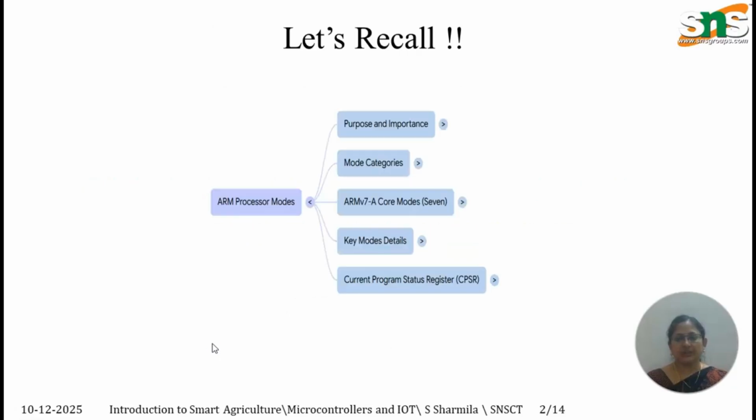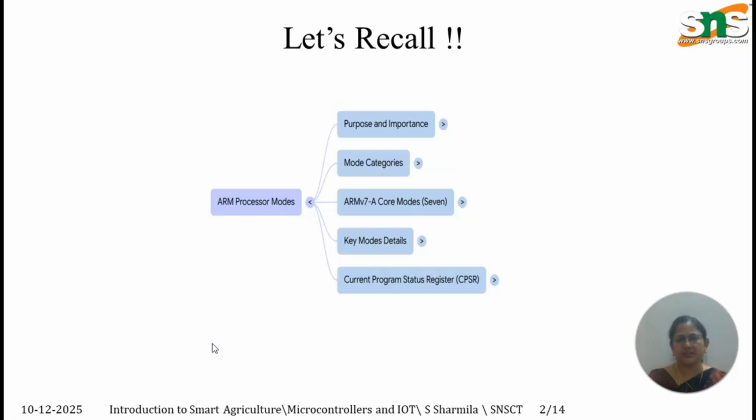So let's recall the last class topic. That is, ARM processors follow a load store architecture. This means data must be moved between memory and registers using explicit instructions. As a result, addressing modes become especially important because they determine how quickly, flexibly and efficiently memory can be accessed.